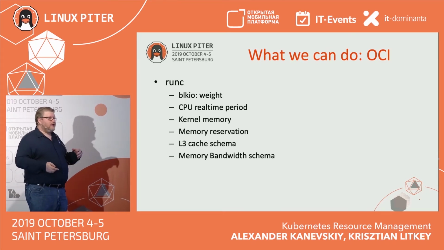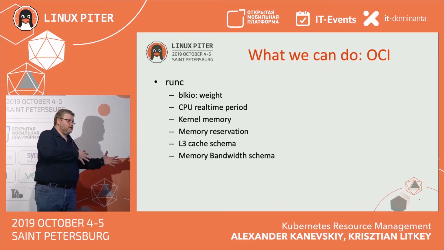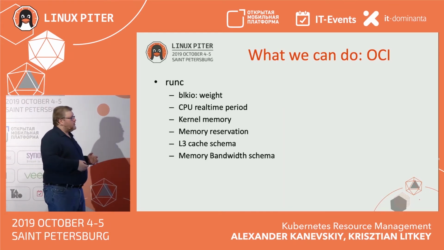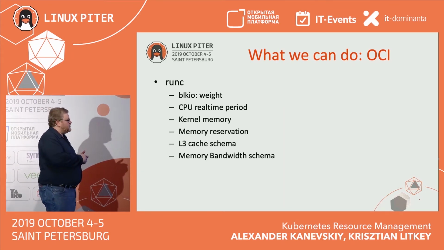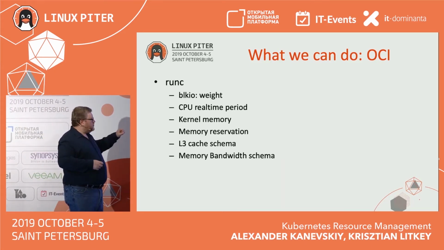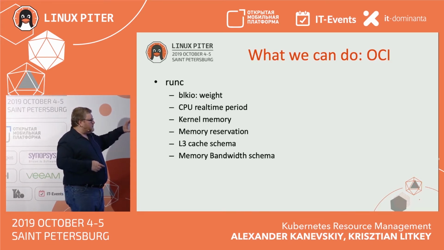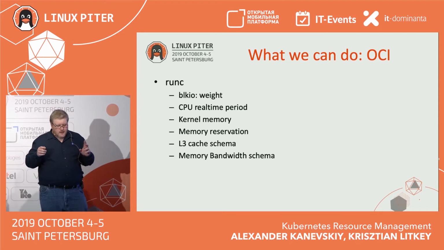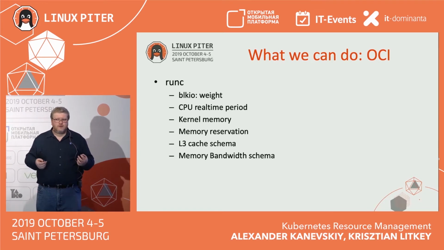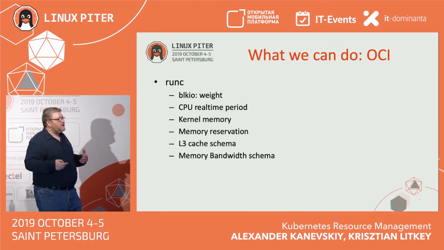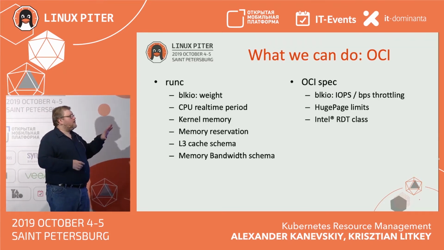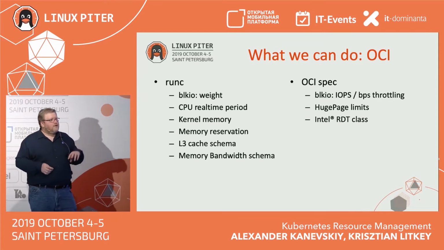So you can already say at block IO level that this task has a bit more priority, and this set of containers a bit less priority. You can do memory reservation. You can do memory CPU real time. You can limit kernel usage. You can also make changes towards the cache and memory bandwidth. But again, it's one implementation, and it's not implementing the full stack of the changes.